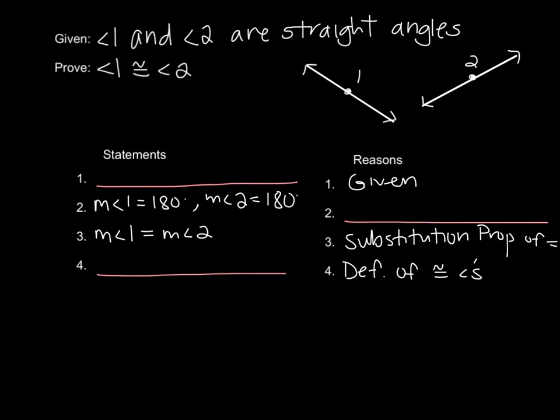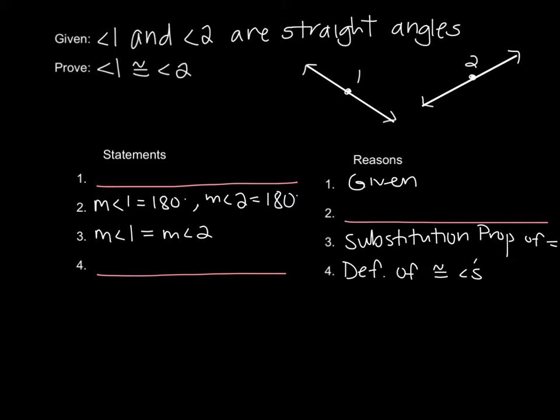So this is the second video of the fill in the blank proofs and also an introduction some more to flow proofs. Okay, so looking here, we're given that angle 1 and angle 2 are straight angles. We want to prove that angle 1 is congruent to angle 2.